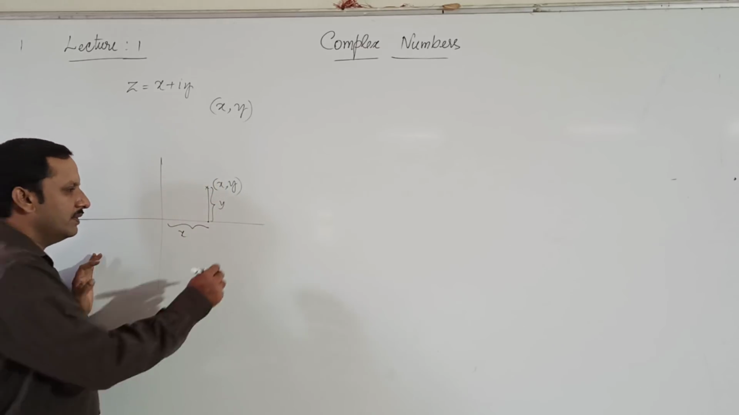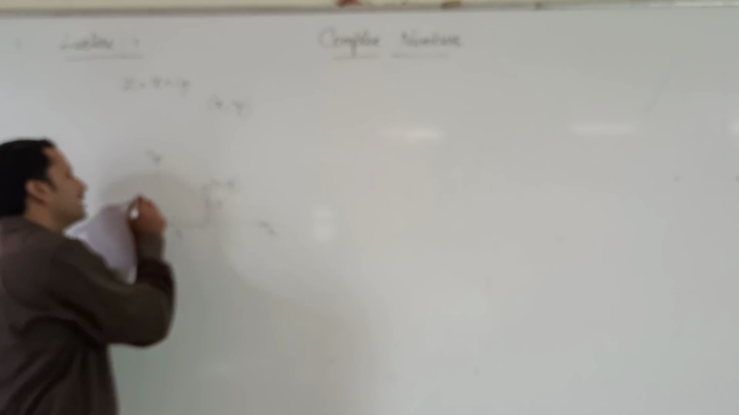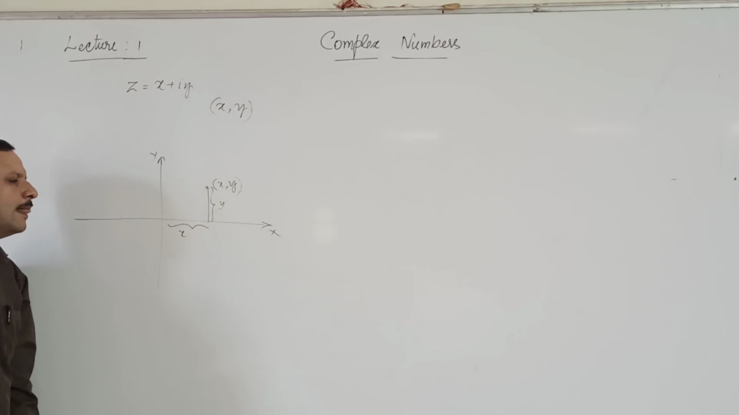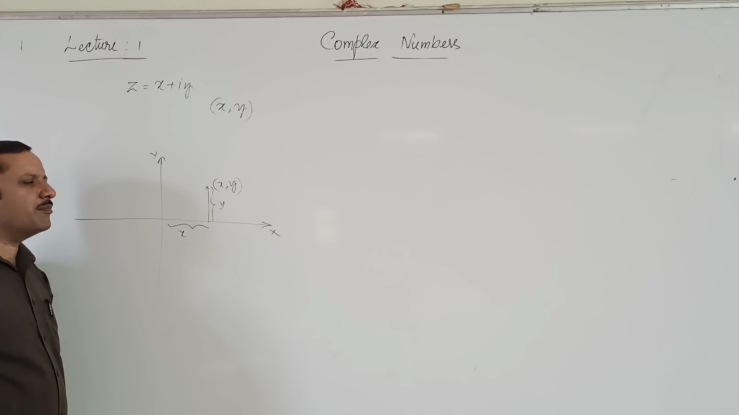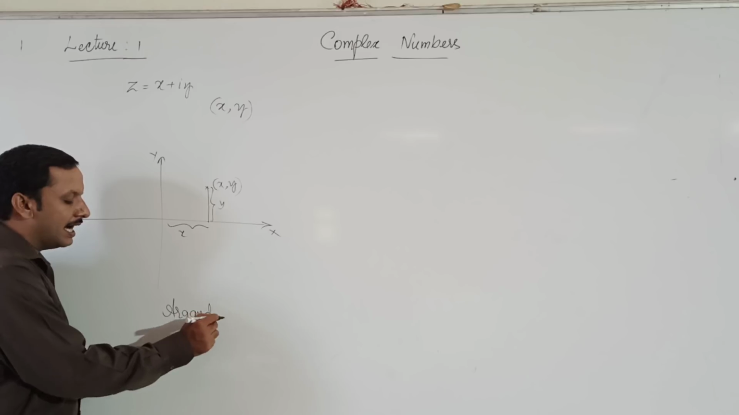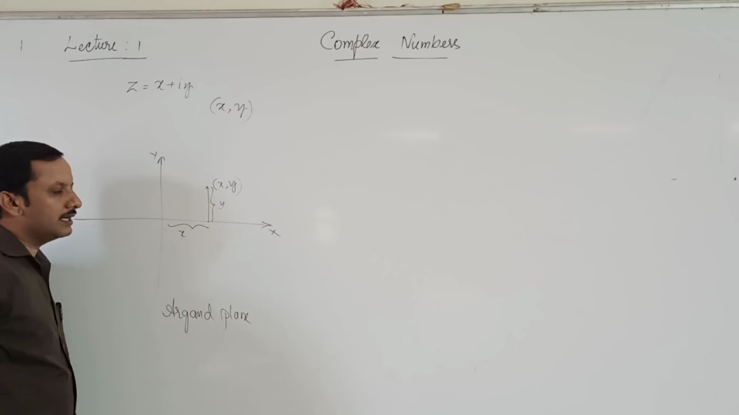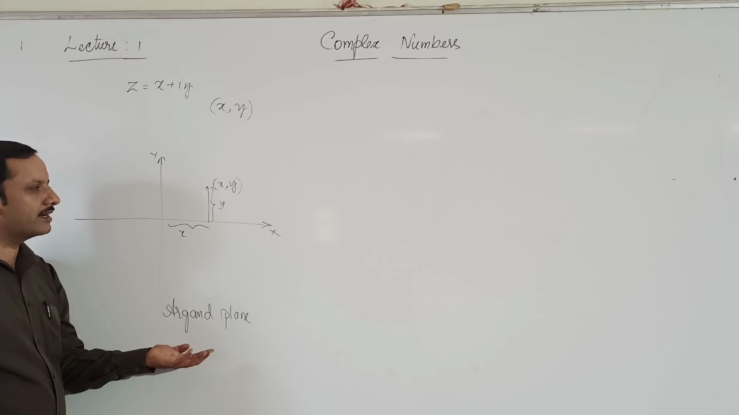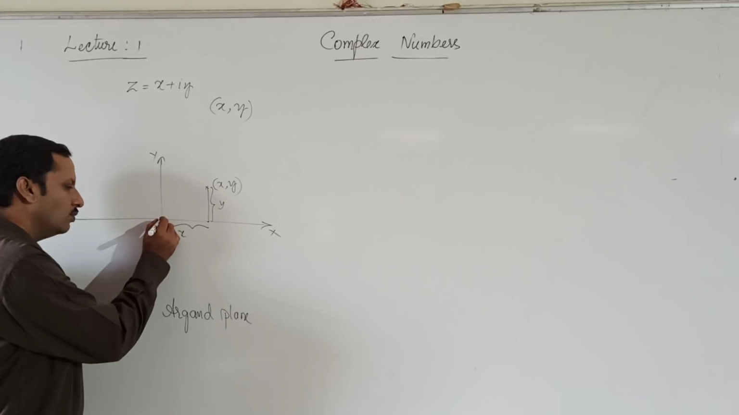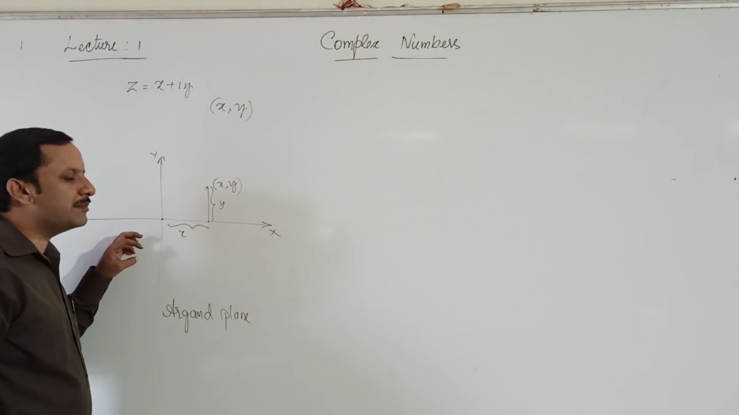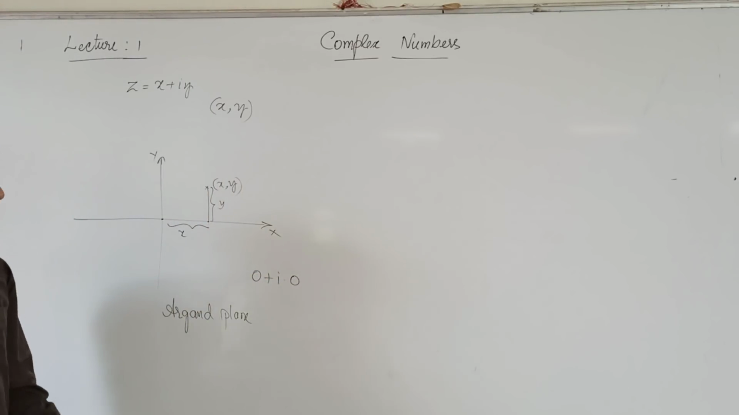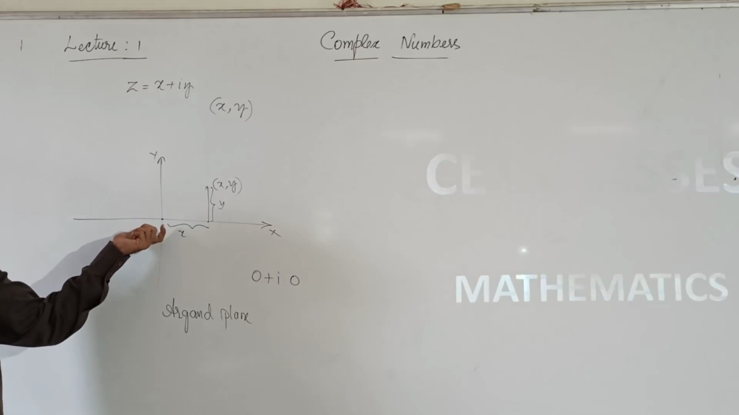So in this plane, this is the x-axis and this is the y-axis. As you know, this is the positive x-axis, negative x-axis, positive y-axis and negative y-axis. This plane is also called the complex plane, or one more name for it is the ordered plane. Cartesian plane, complex plane, or ordered plane. Now, if I take this point O, whose coordinates are 0, 0, that represents the zero complex number. Zero complex number means 0 plus i into 0, which is represented by the point 0, 0.